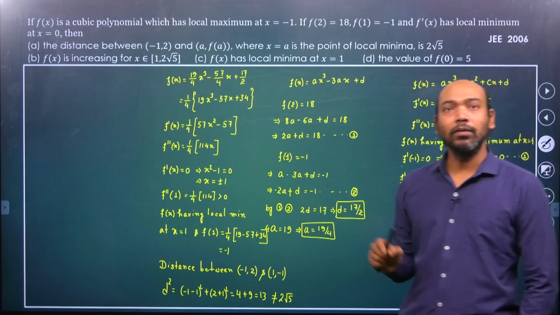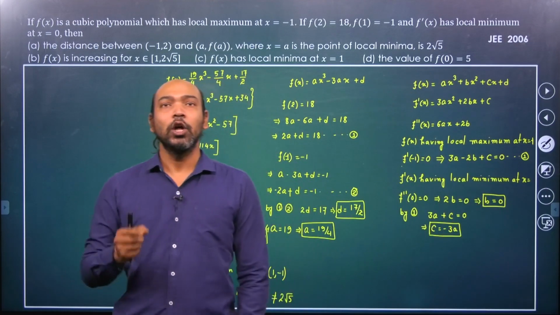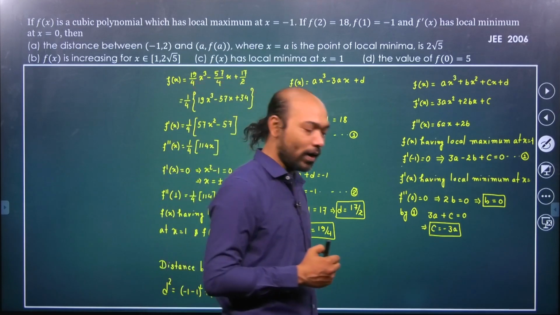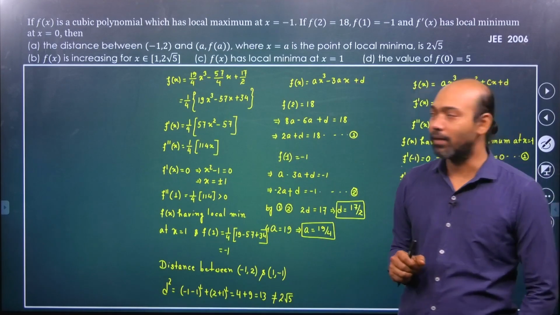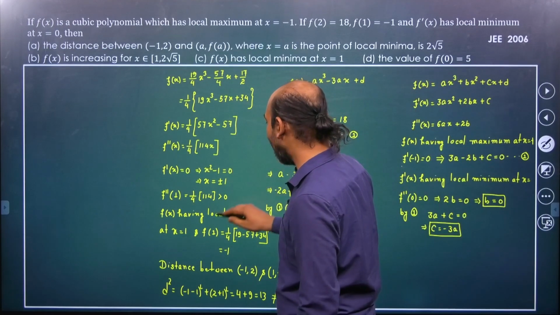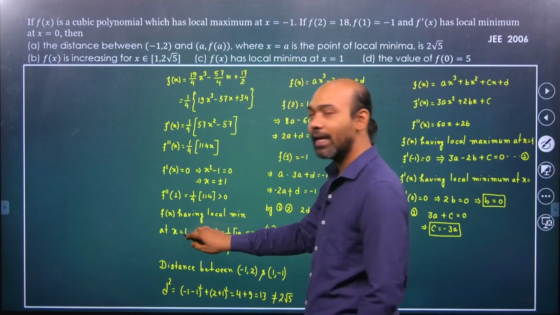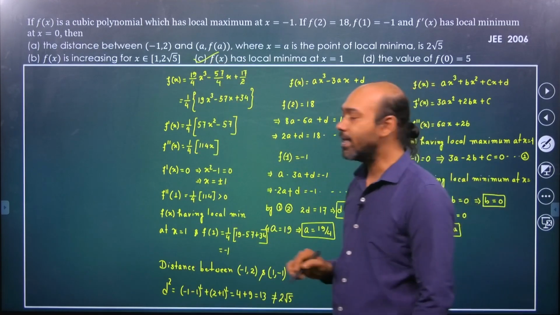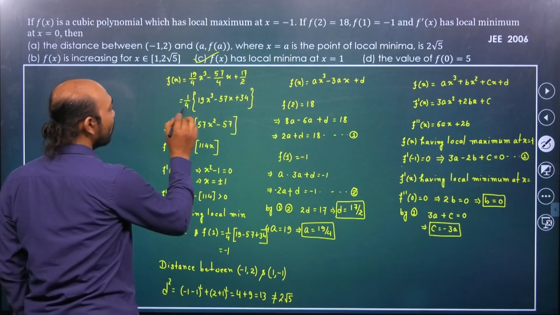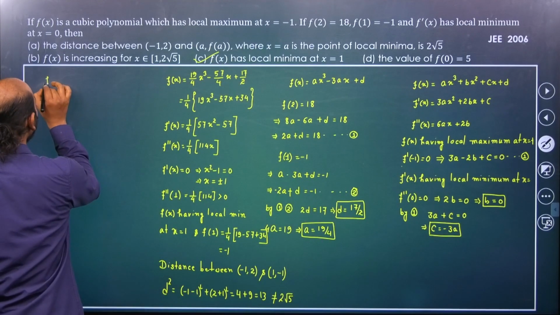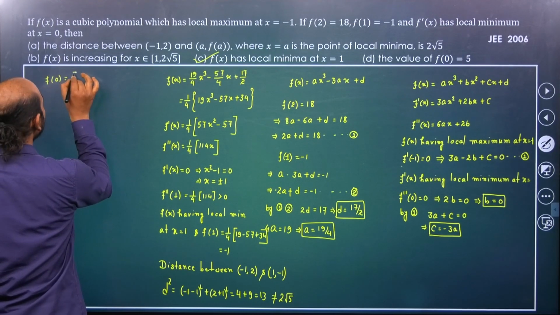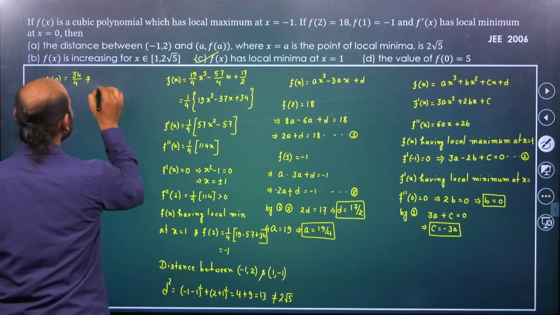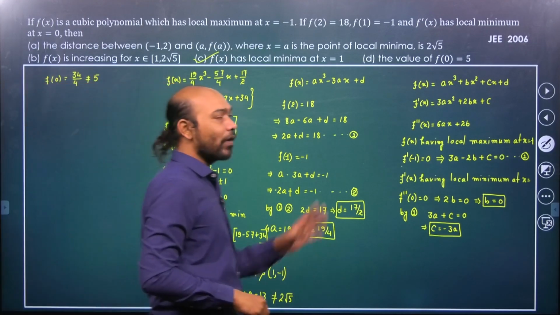So A is gone. Now it says f(x) has a local minimum at x equal to 1, right? Now we can test a few things here. Already we found that f(x) has a local minimum at x equal to 1. So therefore option C is definitely the correct answer. And also see f(0). If I substitute f(0) here, we'll see that f(0) is actually equal to 34 divided by 4, which is not equal to 5. So therefore option D also fails here, right?